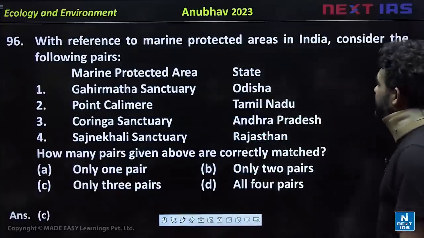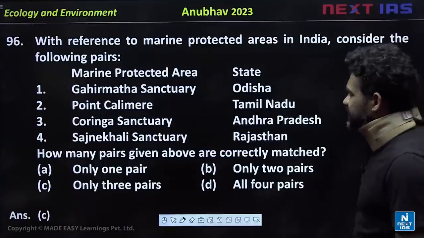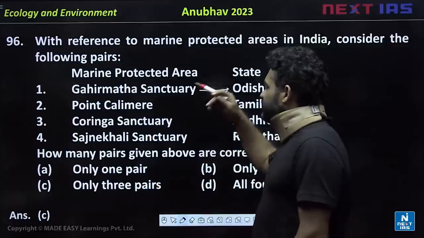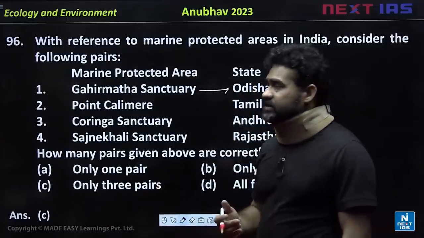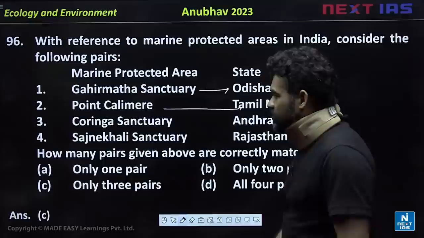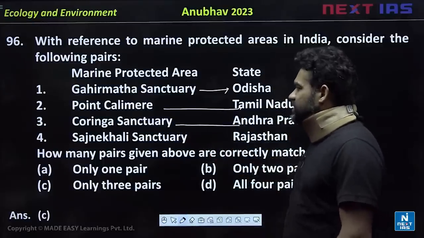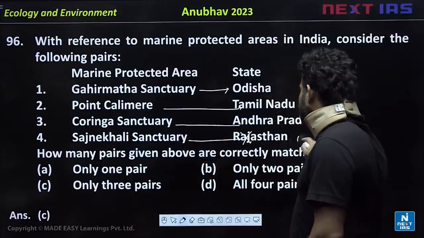With reference to protected areas, consider the following pairs, marine protected area and the state. Again, the same point is there, so you shall have an idea. Gahirmatha, we have already seen when we were talking about the Olive Ridley turtles, so that is Odisha. Point Calimere, Tamil Nadu. Coringa, we have seen a number of times in the class, that is Andhra Pradesh. Sajnekhali Sanctuary, that is not Rajasthan, that will be West Bengal.